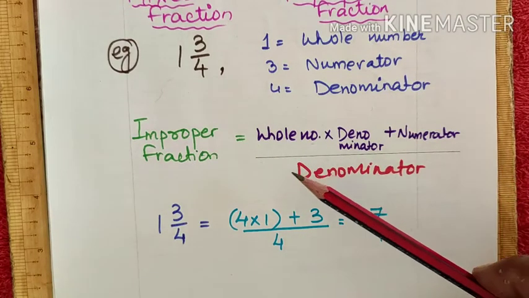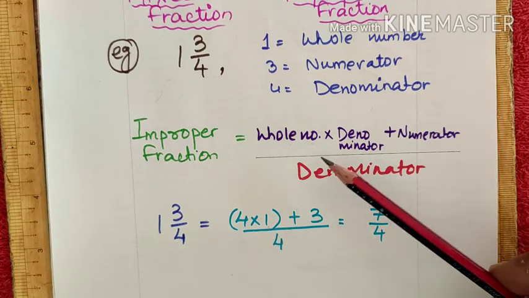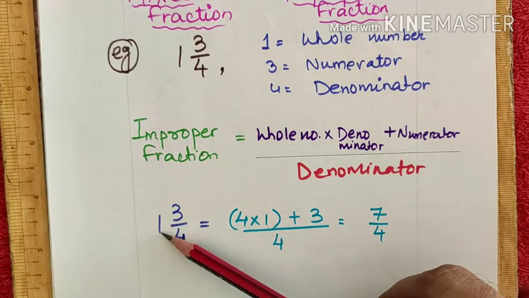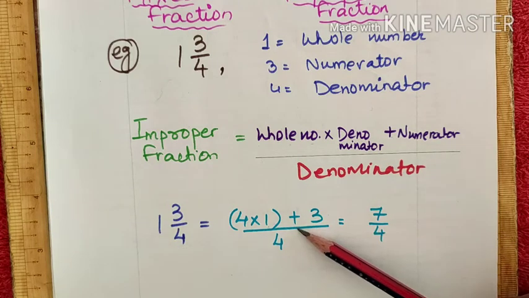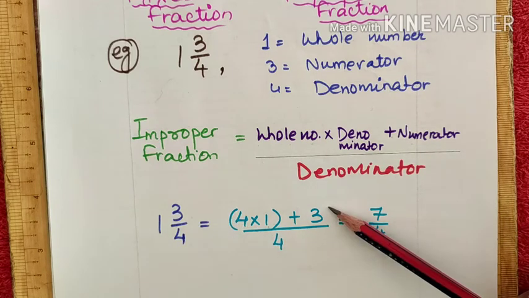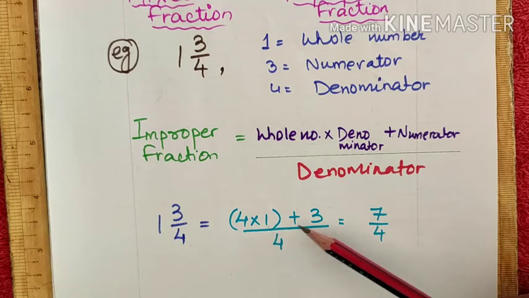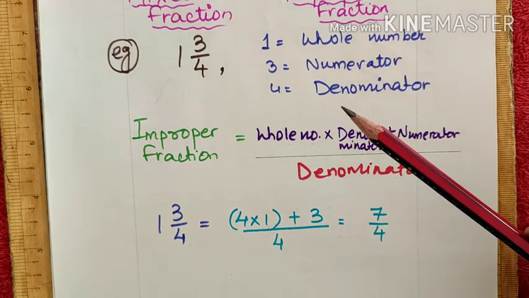1 is the whole number over here, so I've written 1 multiplied by the denominator, which is 4. 1 gets multiplied by 4. Then there is a plus sign, plus the numerator. The numerator is 3, so I've written 3, whole divided by 4. 4 into 1 is 4, plus 3 is equal to 7, and the denominator is 4, so 7/4. So this is how I will convert a mixed fraction into an improper fraction.